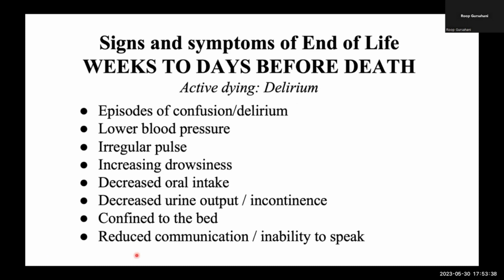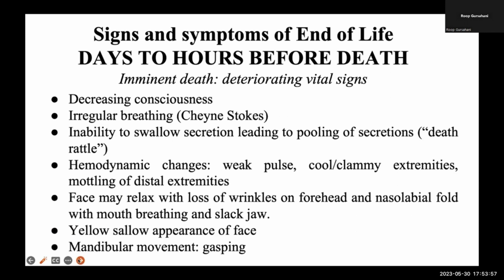Weeks to days before death, the CNS starts to get affected and the patient starts to lapse intermittently into delirium. Vital signs also start to drift downwards, and the patient is usually confined to bed with reduced communication. This is weeks to days. Days to hours before death, the vital signs also start to go down, and we call this imminent death.